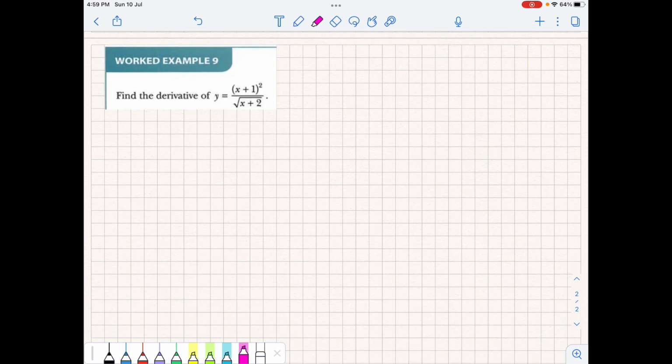So here we are asked to find the derivative of these two functions. We're going to use the quotient rule, but we need to rewrite this in order to differentiate this. So this will be y equal to x plus 1 squared over, and we need to rewrite this as x plus 2 to the power of a half.